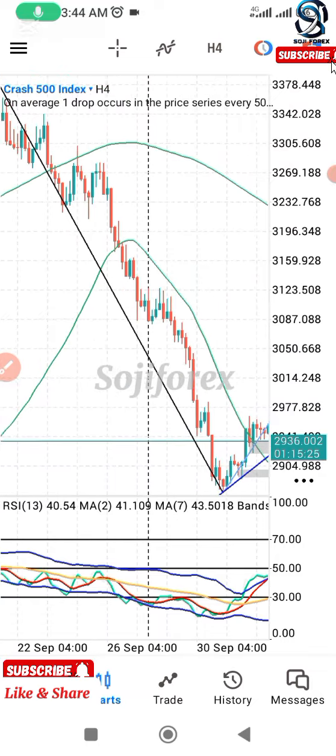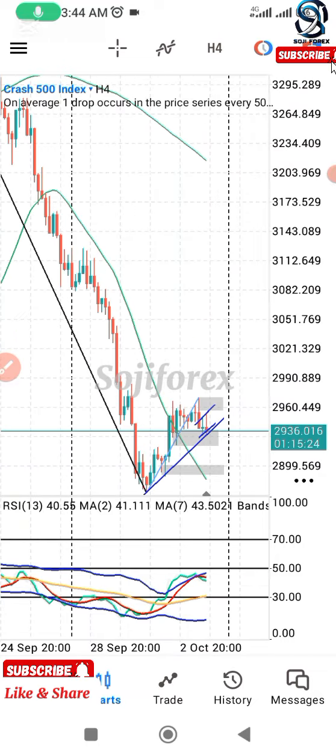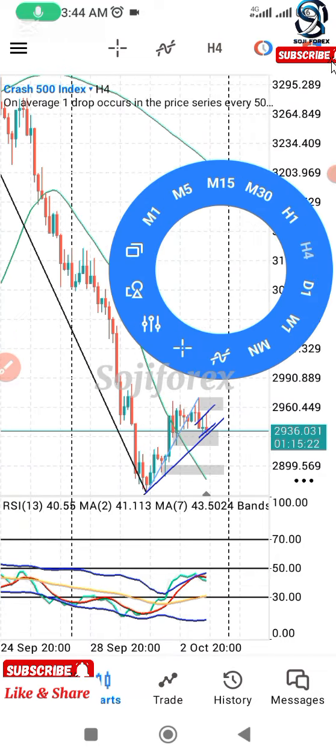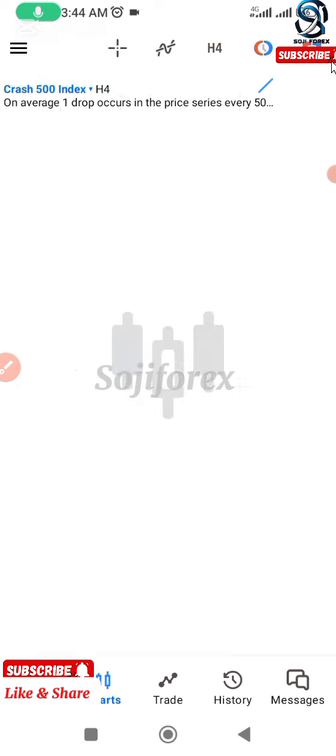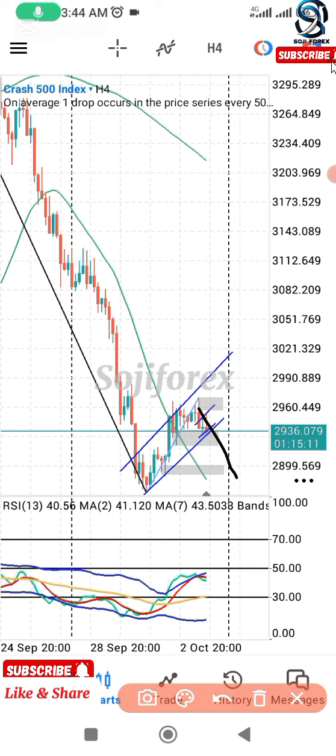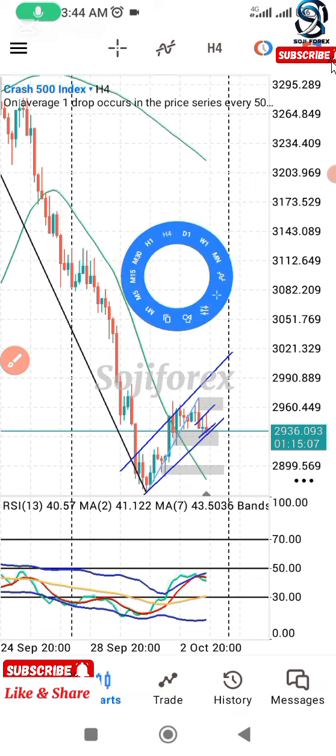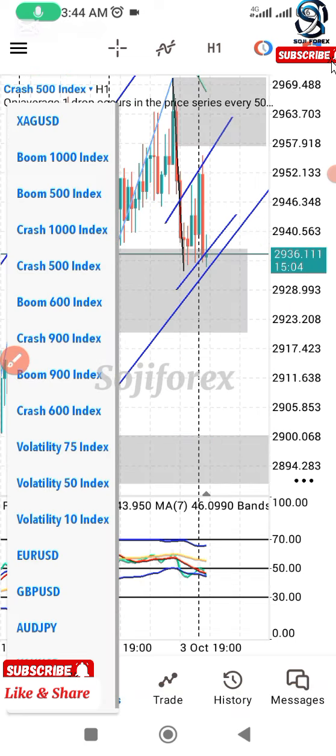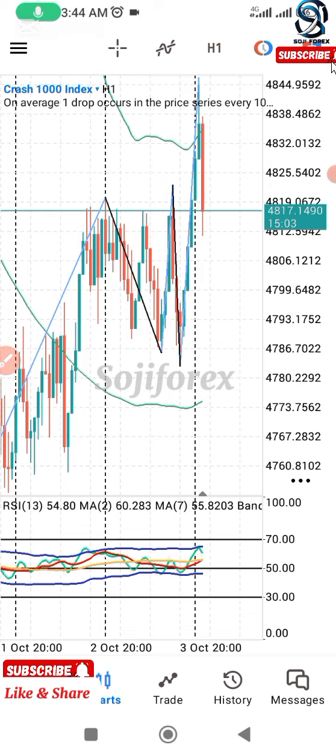Remember, if you come to 4 hour, we are in a complete bearish price movement. And I can see from here, this is looking more like a bearish flag pattern build up on the 4 hour time frame. So we are hoping that this breaks out and sells all the way to the downside. So let's look at crash 1000 and see what crash 1000 is doing.